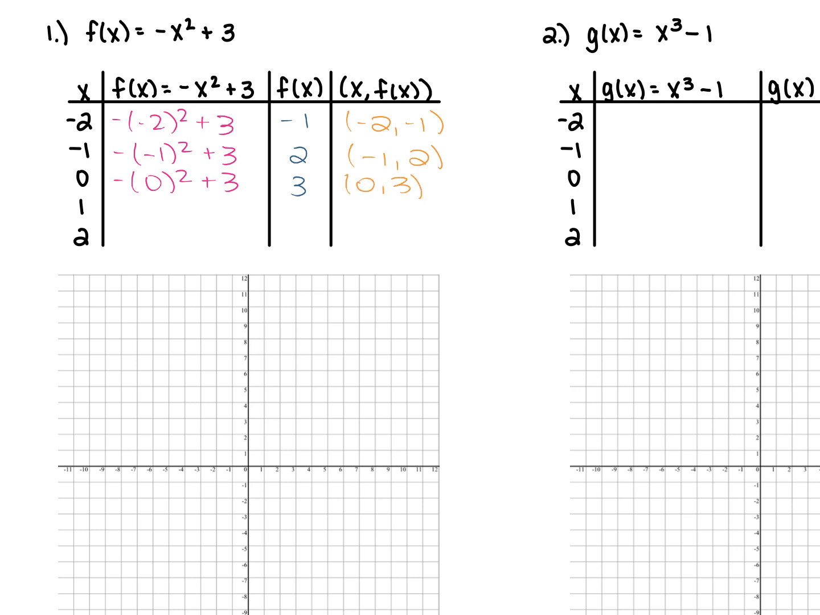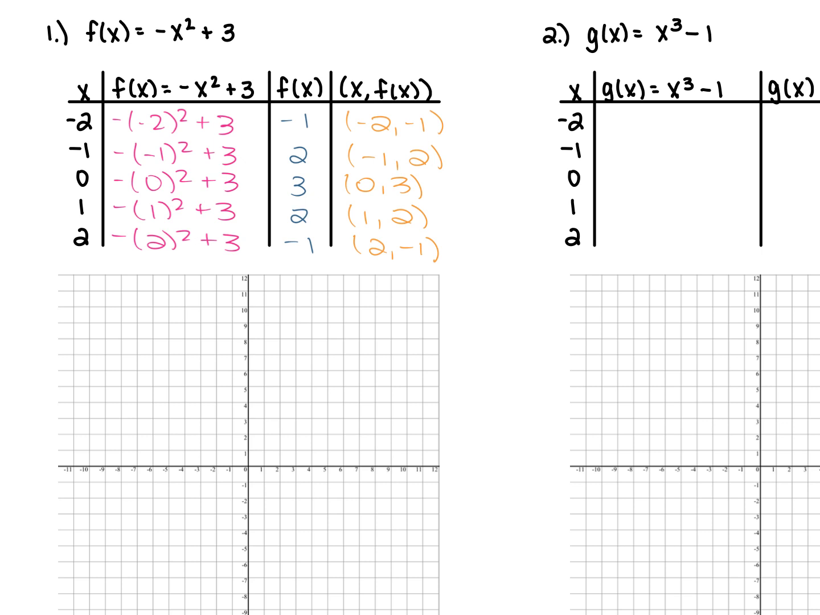Next we have 1, so the opposite of 1 squared plus 3. The 1 squared is 1, opposite of that is -1. 3 minus 1 is 2, so we have the ordered pair, 1, 2. And lastly, we have the 2, so that's the opposite of 2 squared plus 3. Your 2 squared is 4. The opposite of that is -4 plus 3 is -1. So that is the ordered pair, 2, -1.